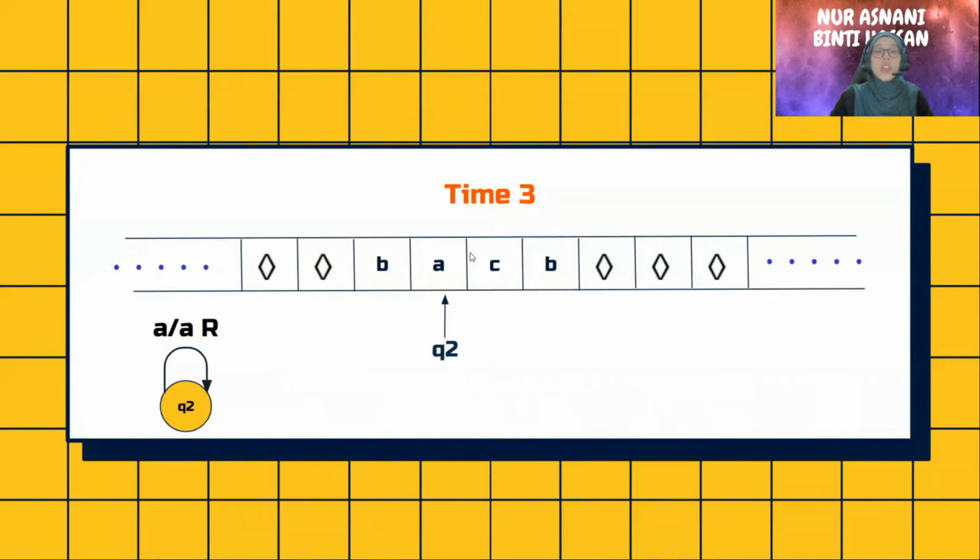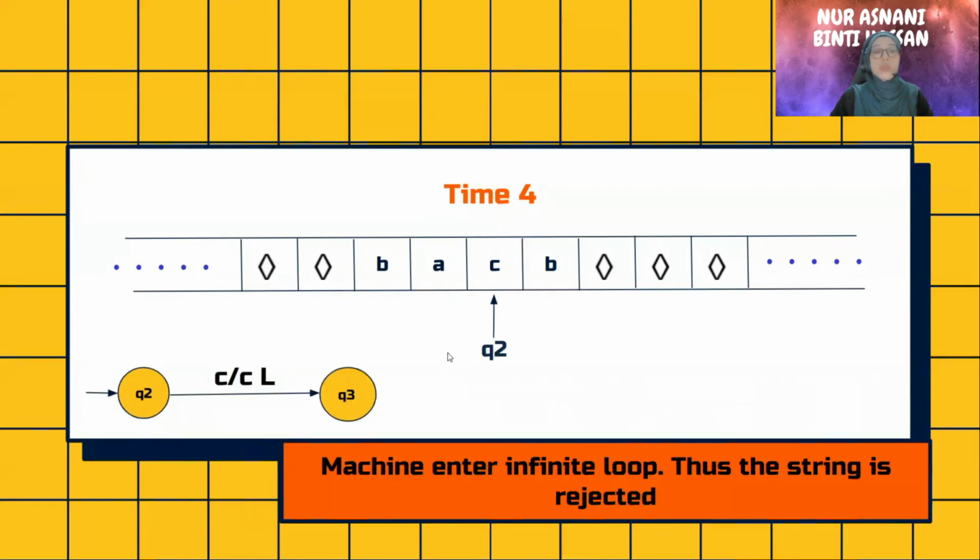After that, we'll read the symbol A again, then write the A again. After that, the head will go to the right, and the state will still be Q2. And at time 4, the symbol will be C again. And we'll read the C and write the C. After that, the head will move to the left again. So this machine will enter the infinite loop. Thus, the string is rejected.